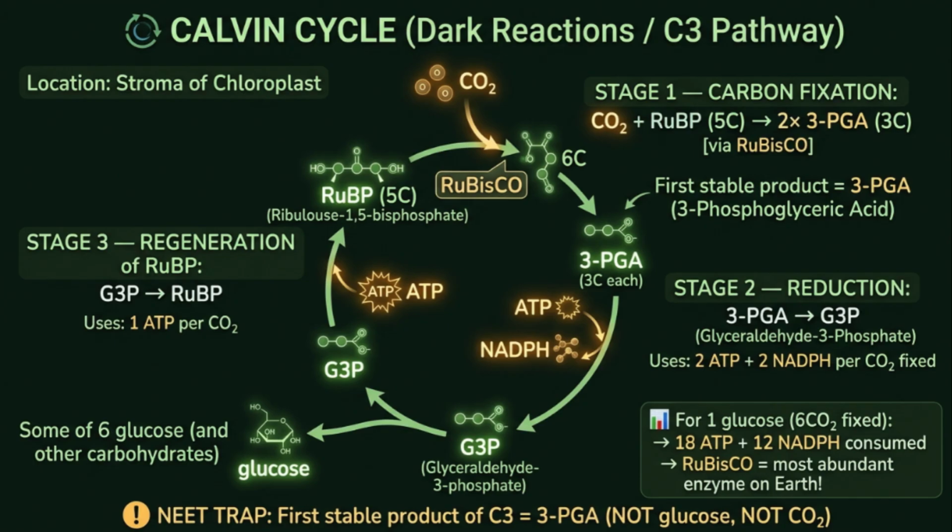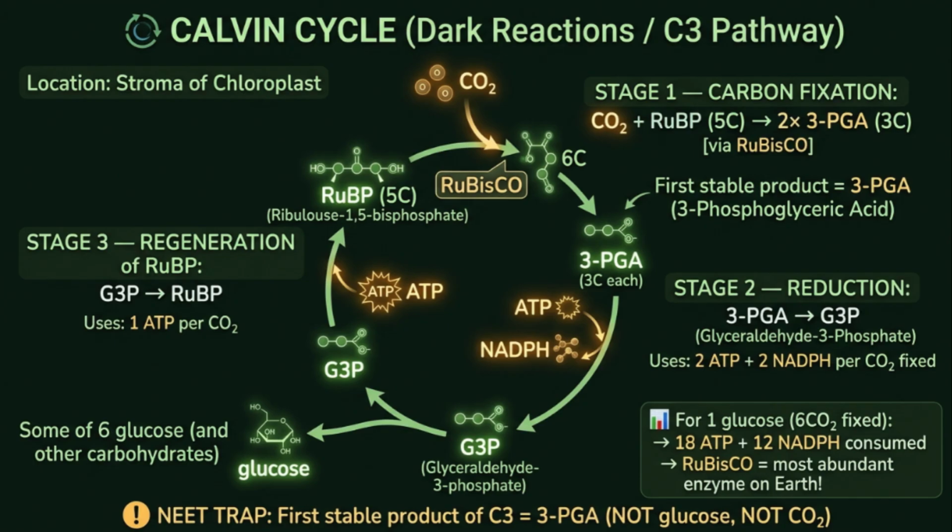The cycle has 3 stages. Stage 1, carbon fixation. CO2 enters the leaf through stomata and combines with a 5-carbon molecule called RuBP, ribulose bisphosphate. This reaction is catalyzed by the enzyme RuBisCO, ribulose bisphosphate carboxylase oxygenase. The result is an unstable 6-carbon compound that immediately splits into 2 molecules of 3-PGA, 3-phosphoglyceric acid. This is the first stable product. Remember this. NEET has asked this multiple times. It is 3-PGA, not glucose.